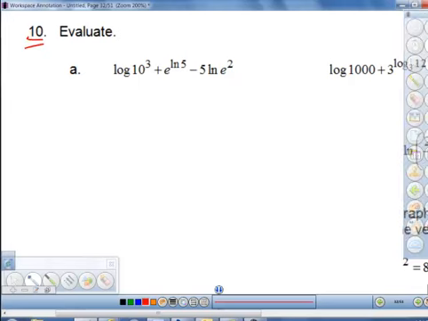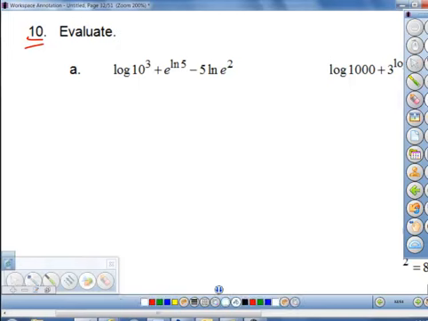Number 10 looks a lot scarier than it actually is. Now, I know when you guys see this, you're probably like, oh my gosh, just skip it, right? But watch this. Watch if we just take it one step at a time, okay? Let's just look at this guy, and let's see if we can simplify just this.